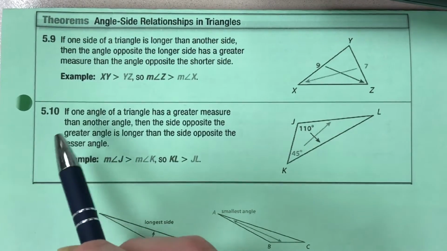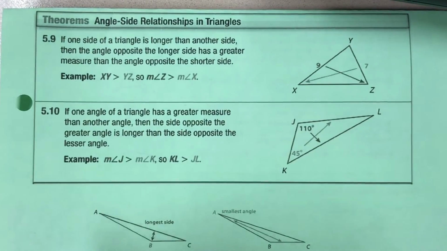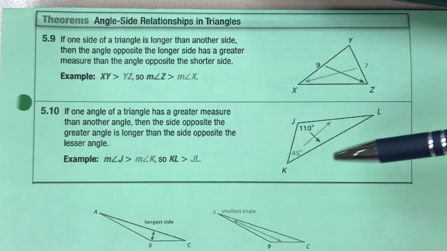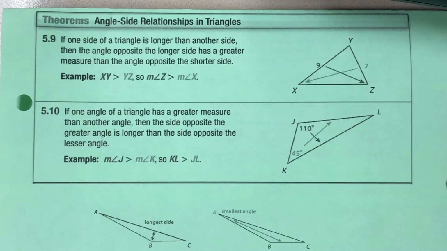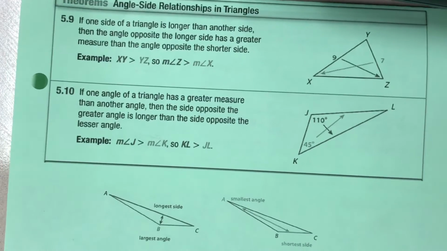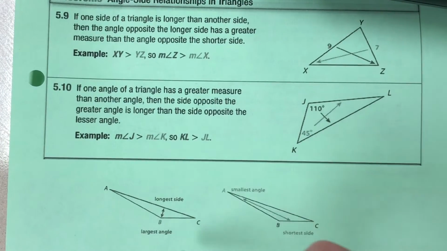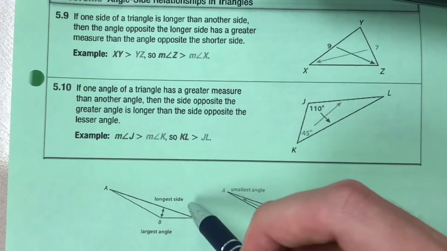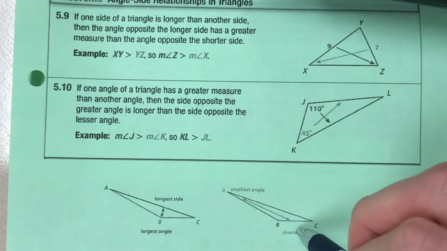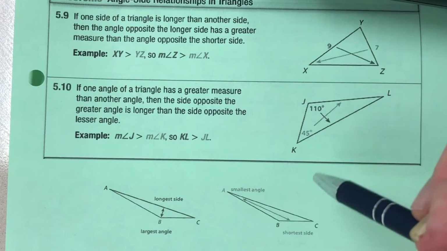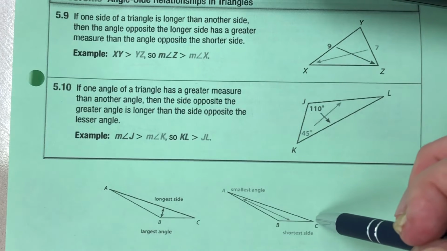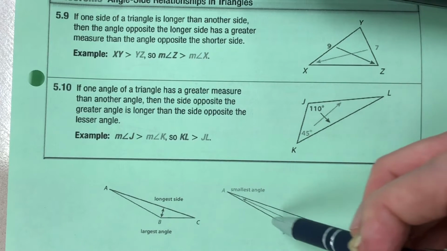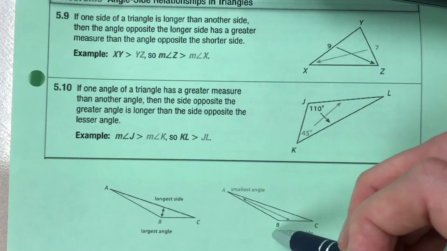And 5.10, this is pretty much our reverse of 5.9, saying that if one angle of a triangle has a greater measure than another angle, then the side opposite the greater angle is longer than the side opposite the lesser angle. Really what this is saying, as you see down here, is that the largest angle will go with the longest side, the smallest angle will go opposite the shortest side. And then in this case, our medium angle here with C will be across from our medium side AB.